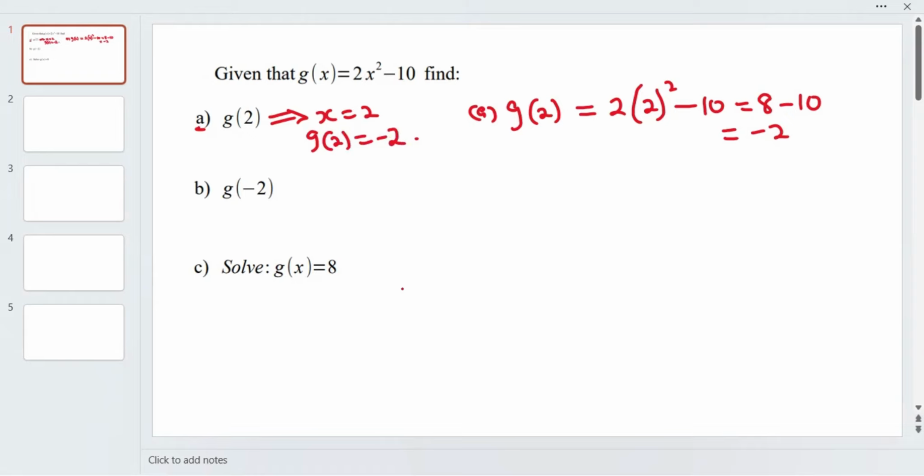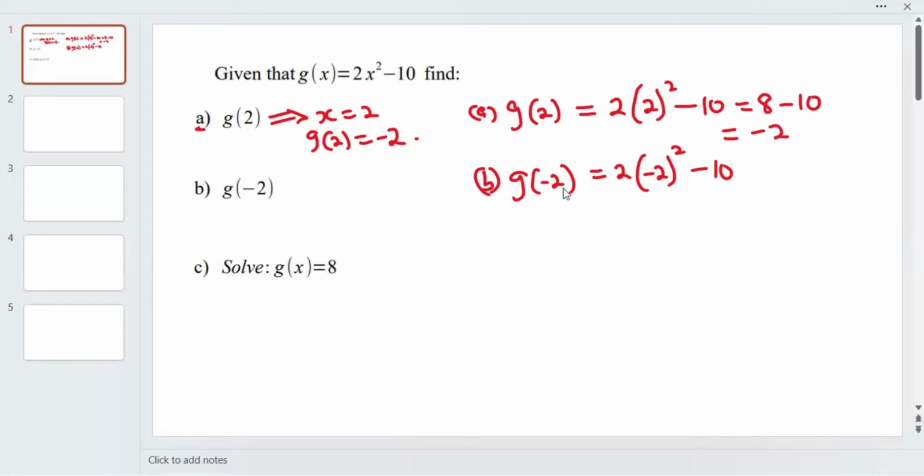So for question B, we are using the same approach. We have g of minus 2. It means that I'm going to substitute minus 2 where I have x. So minus 2 all squared means that you are doing minus 2 multiplied by minus 2, minus 10. And that will give us a 4.